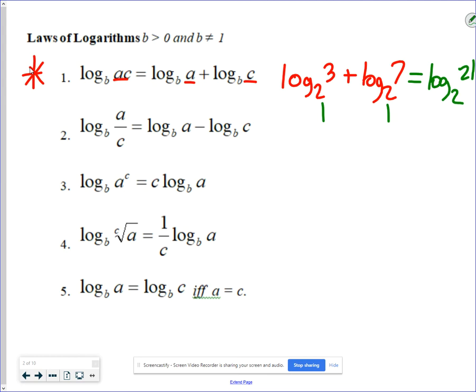This should remind you of power rules. Because remember, when you multiply 2 powers that have the same base, what do you do? You leave the base alone and you add the exponents. Well, logarithms are like the inverse. So it's kind of like the opposite. When you multiply powers, you add. When you add logs, you multiply. All right, so let's look at row 2 here.